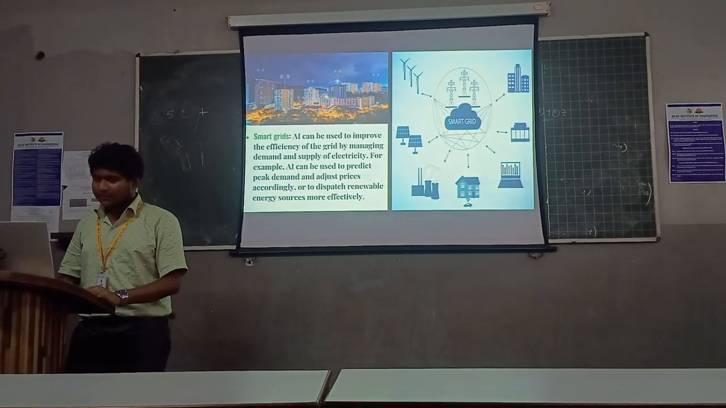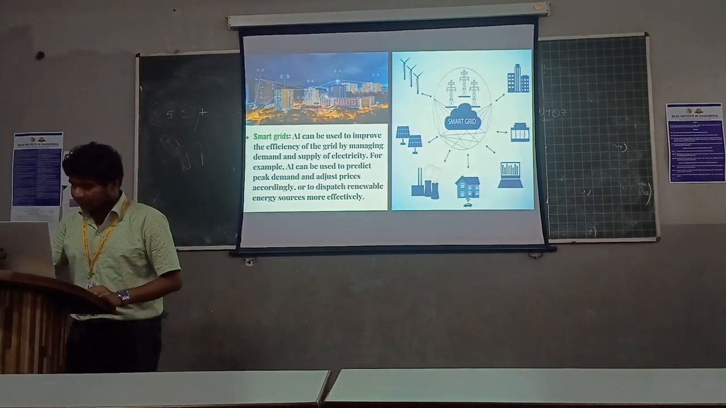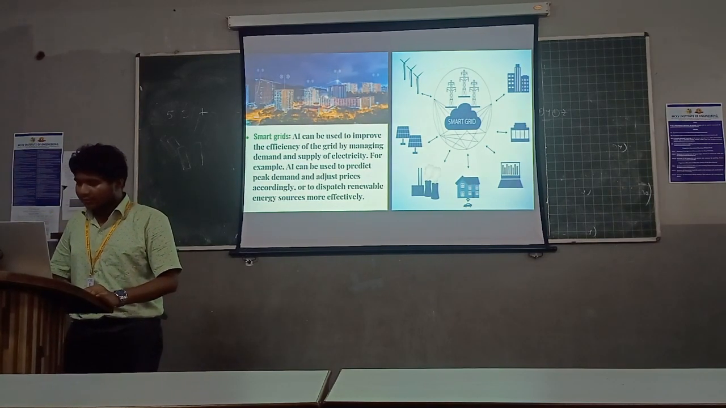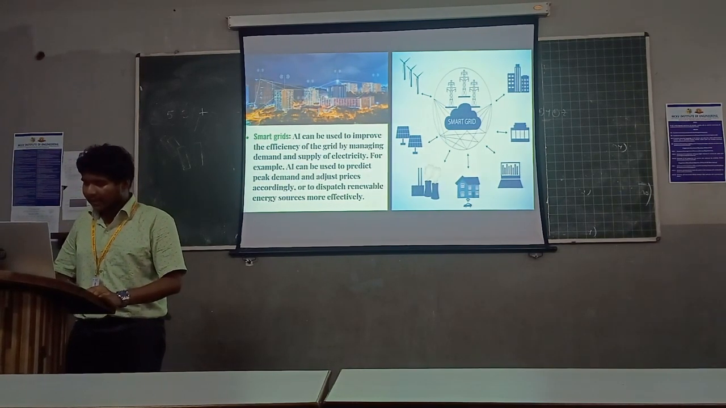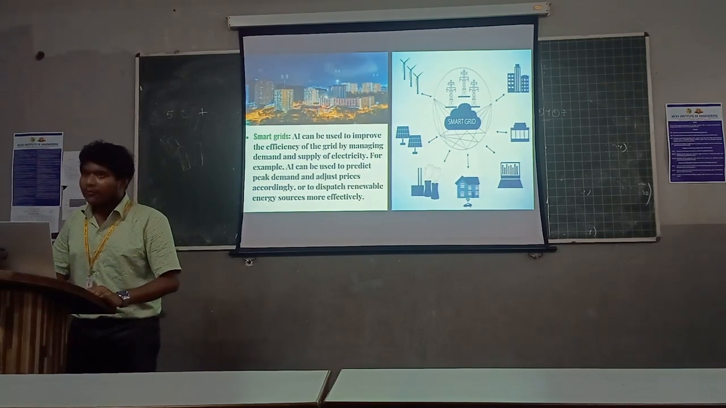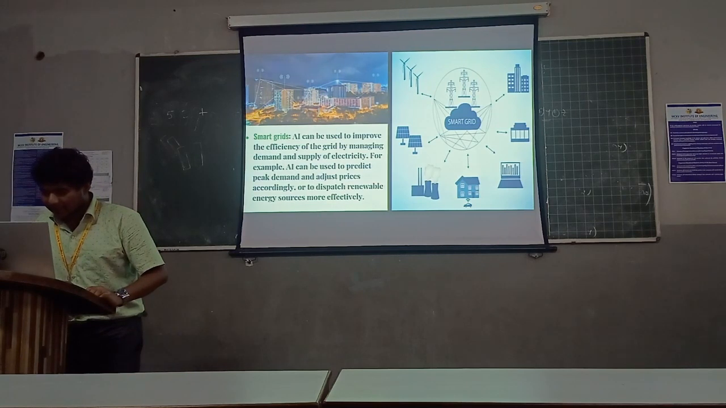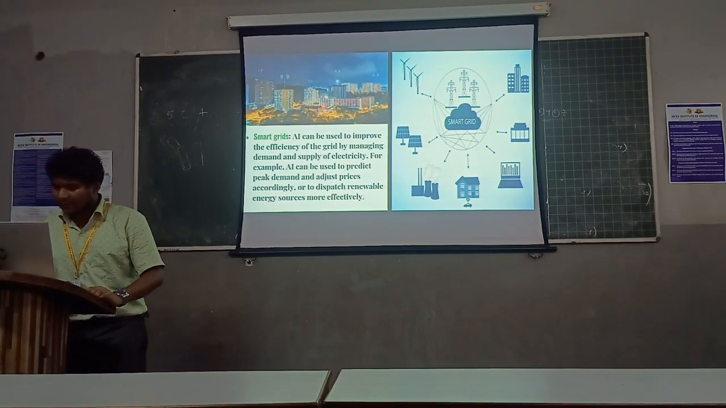The next point is smart grids. AI can be used to improve the efficiency of the grid by matching demand and supply of electricity. For example, AI can be used to predict peak demands and adjust prices accordingly, or to dispatch renewable energy sources more effectively.